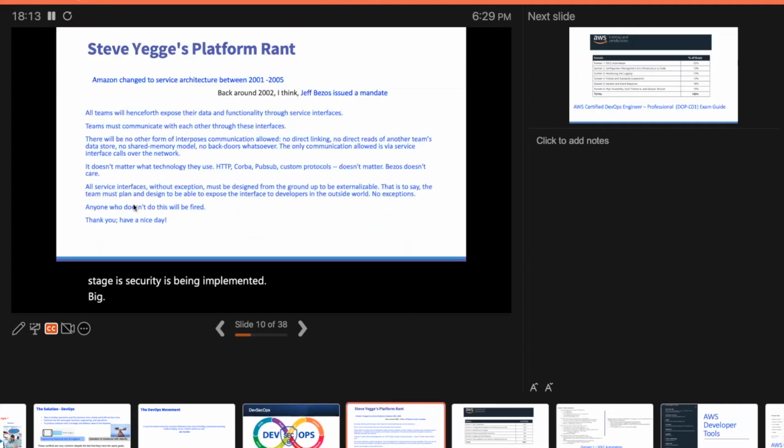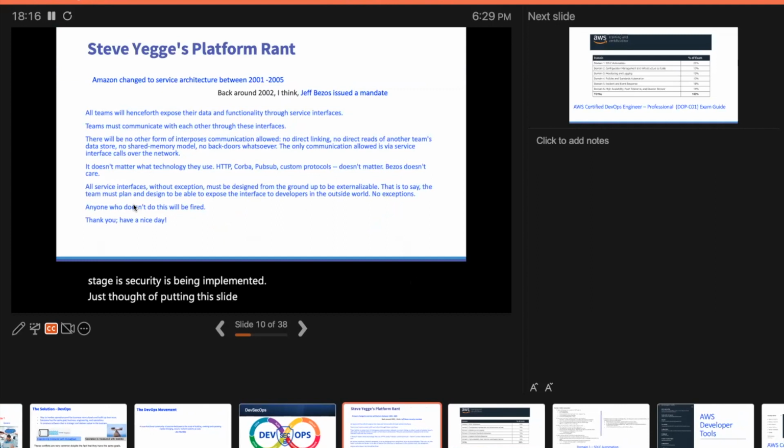Just thought of putting this slide here. If you see here, this whole DevOps movement was actually started by Amazon long back, around 2001 and 2002, when Jeff Bezos issued a mandate. You can find it on Google, Steve Yegge's platform rant. If you search on Google, you'll find this.